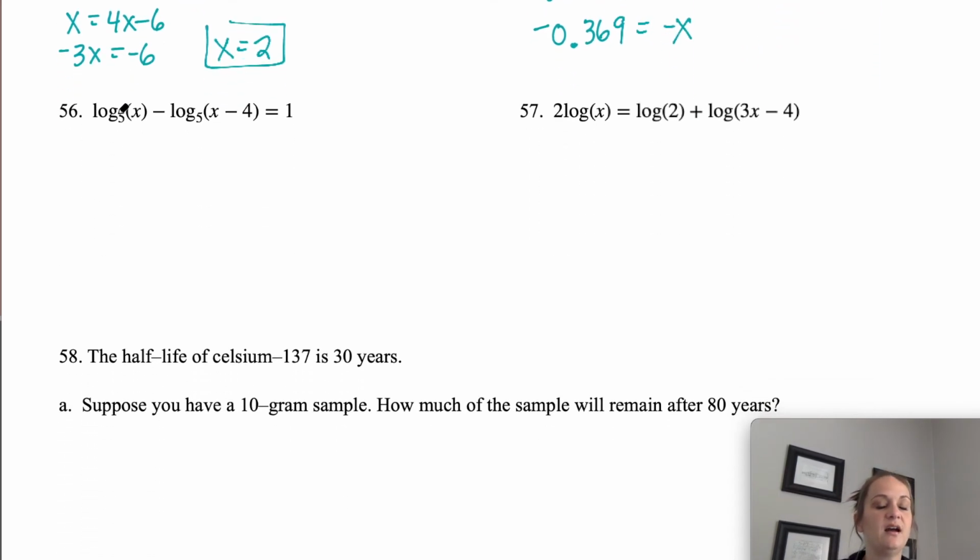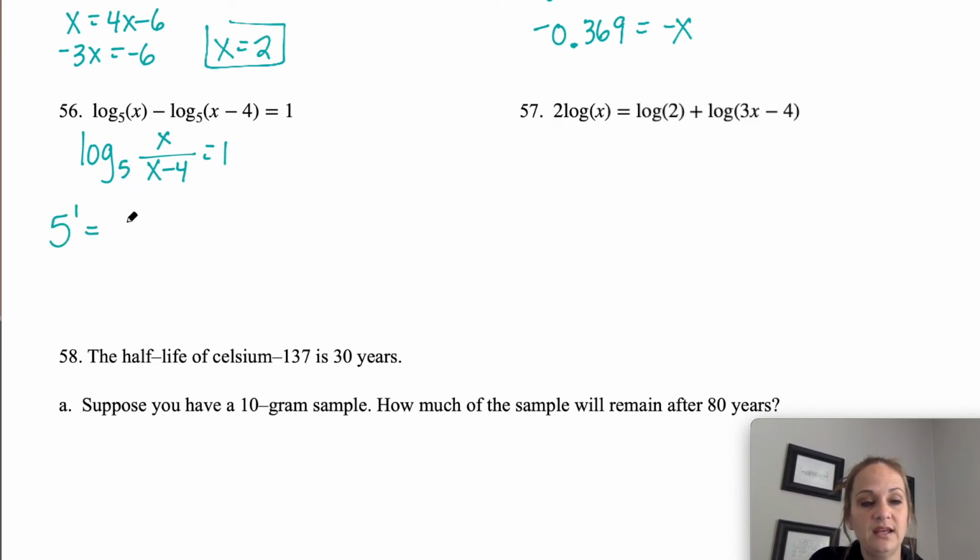Now, you got to combine the logs into one log before you do anything else. So this is the same thing as saying log base 5 of x divided by x minus 4 equals 1. And now I can write this as an exponential function to get rid of the log. So this is 5 raised to the 1 equals x divided by x minus 4.